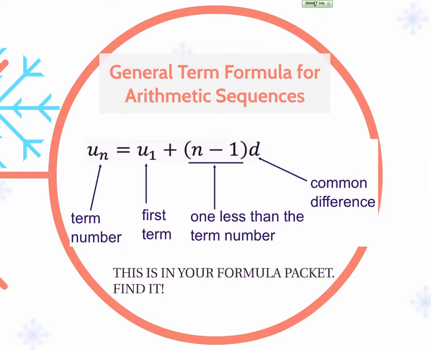U sub n, the n stands for our term number. So when we use n, that means we can have any term, right? Let's say I have to find the 5th term, I would put 5 in the n spot. Or if I'm asked to find the 100th term, I would put 100 in the n spot. U sub 1, like we talked about yesterday, is the very first term, the first number in the sequence.